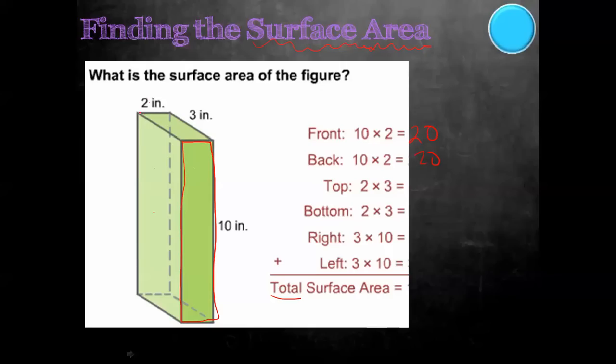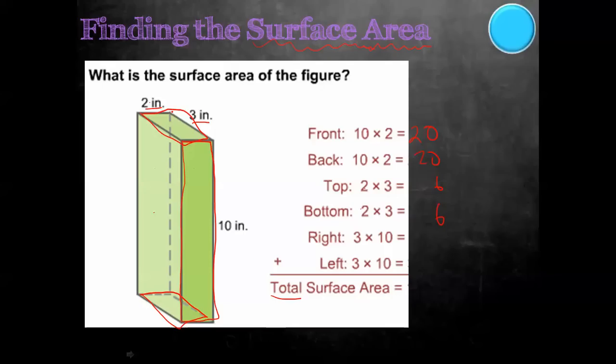If I look at the top, sorry, horrible drawing. If I look at the top here, my length is going to be 3 and my width is 2. So 2 times 3 is 6. Okay, and then the bottom is the exact same, right? 2 times 3 is 6.